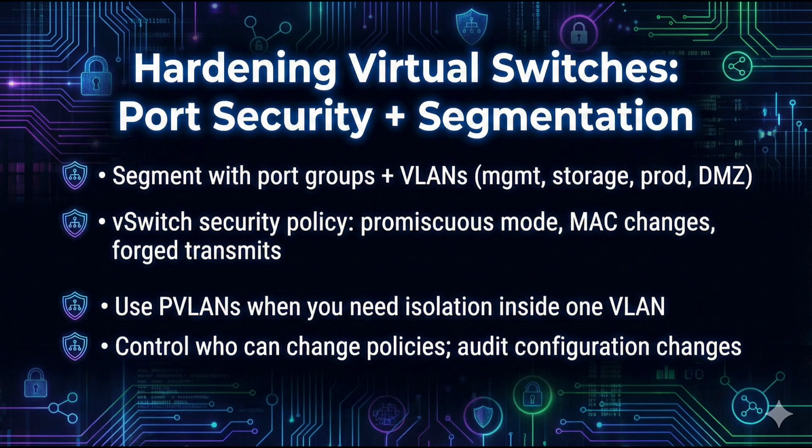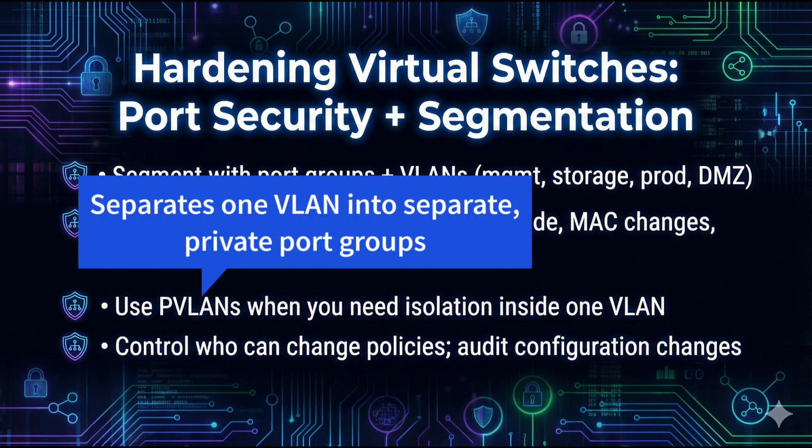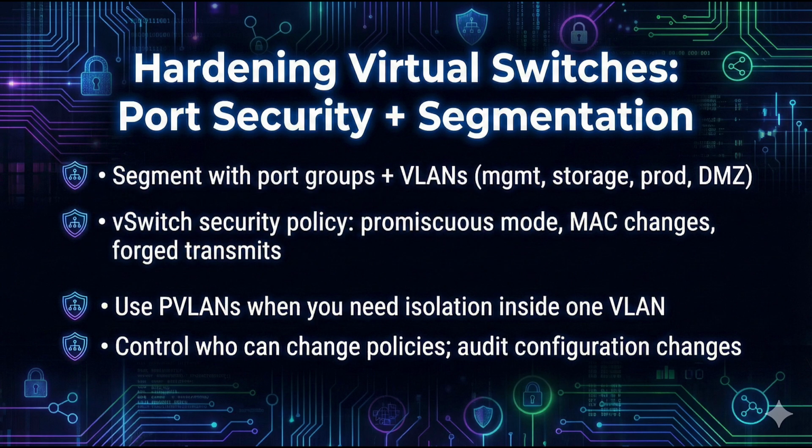Third, when you specifically need to prevent same VLAN, same host VMs from talking to each other at layer 2, consider private VLANs, PVLANs. PVLANs let you keep systems in one broader VLAN while still isolating them into private groups, useful for DMZ-style isolation or tenant-style separation. Finally, protect the control plane. Restrict who can change port groups and security settings, and send those changes to centralized logging for audit.